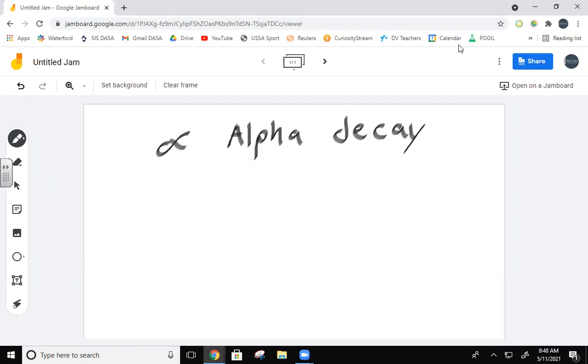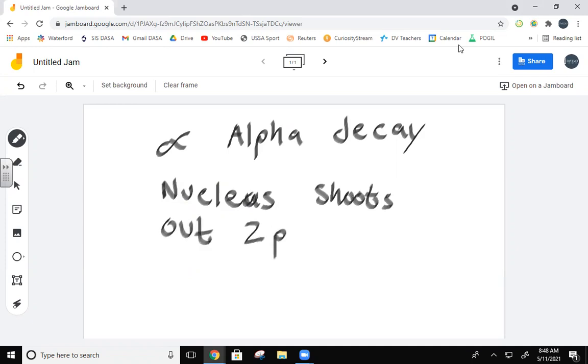So alpha decay is when a nucleus radiates out 2 protons actually. So what happens is the nucleus, that's supposed to be whatever, shoots out two protons, 2p plus, and 2 neutrons.